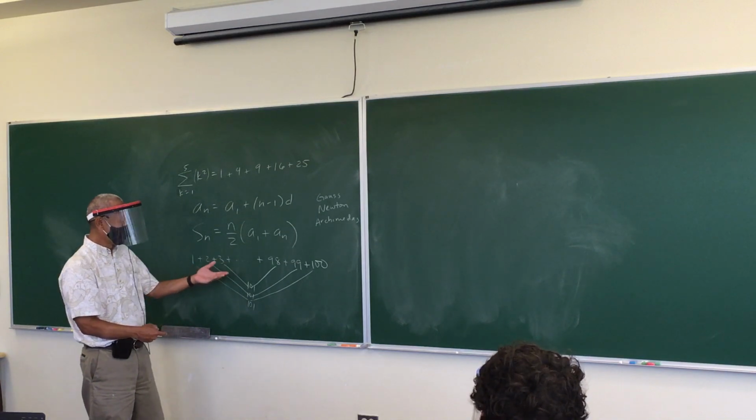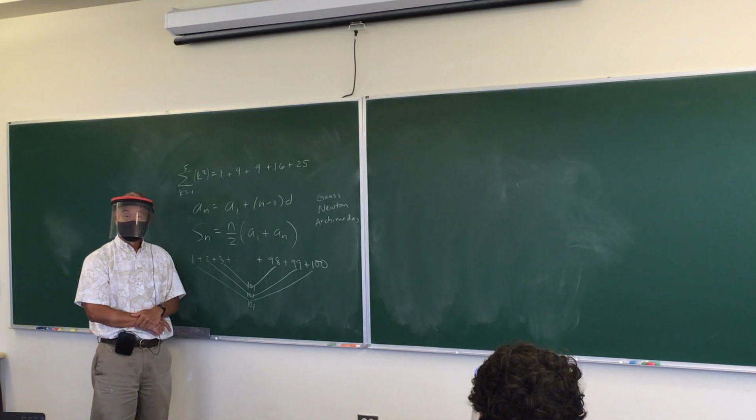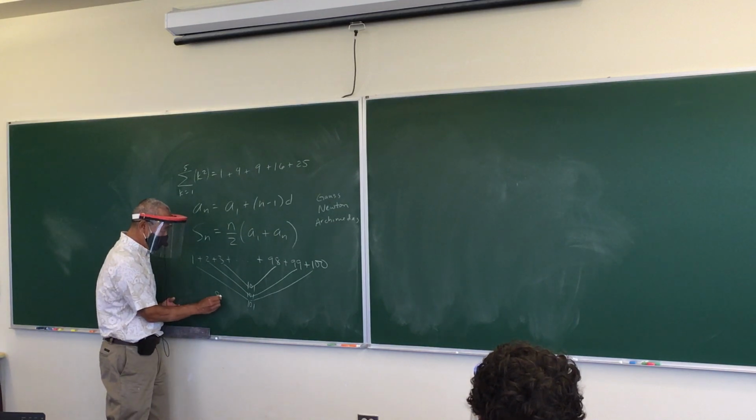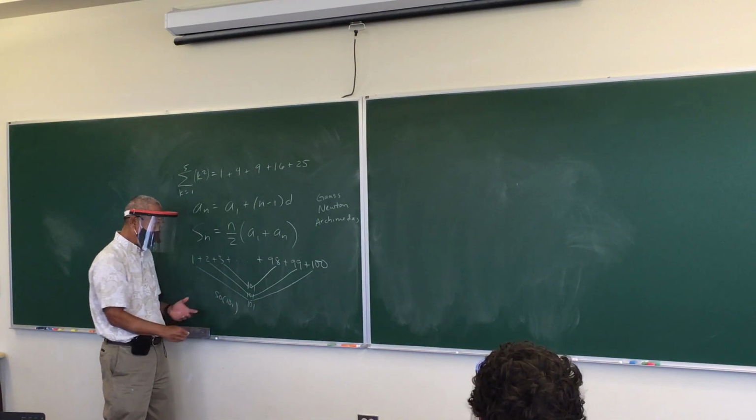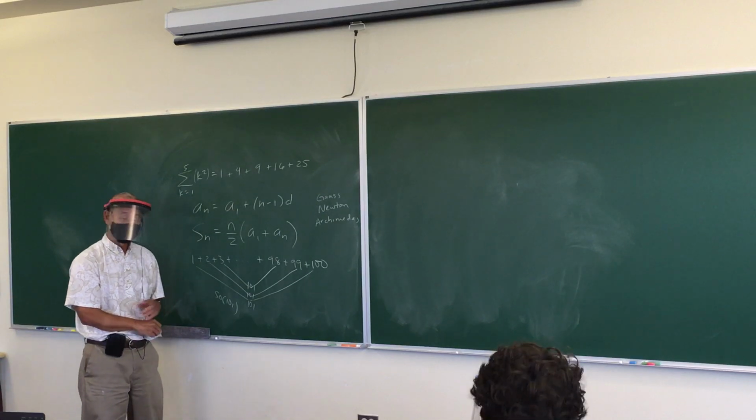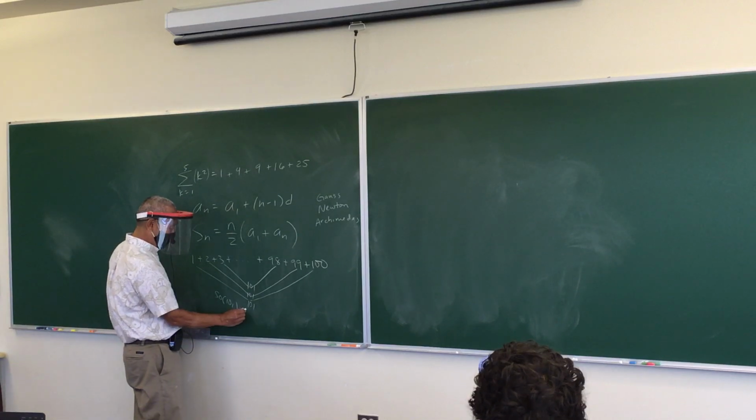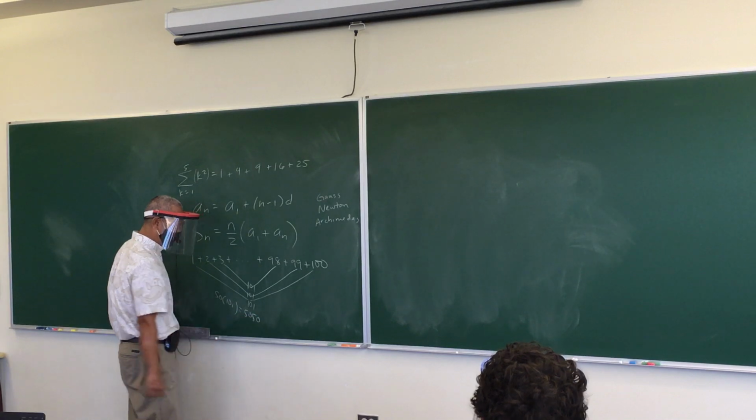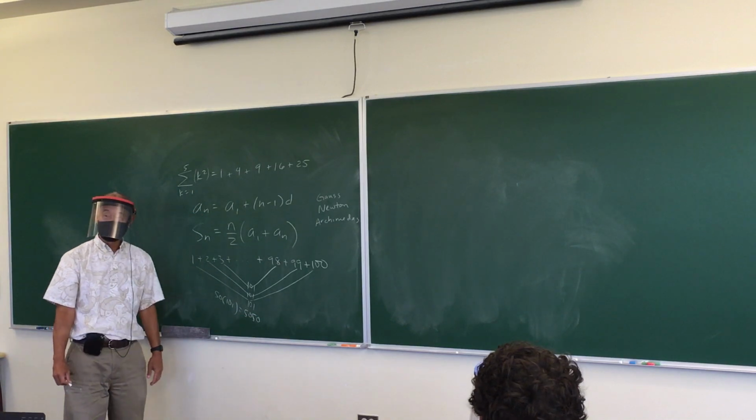Well, if you have 100 numbers, how many pairs are there? 50. And every time you pair them up, you get 101. So shouldn't the answer just be 50 times 101? Which is 5050. Carl Gauss did that in 5 seconds.